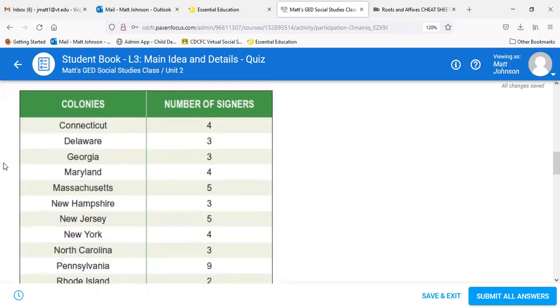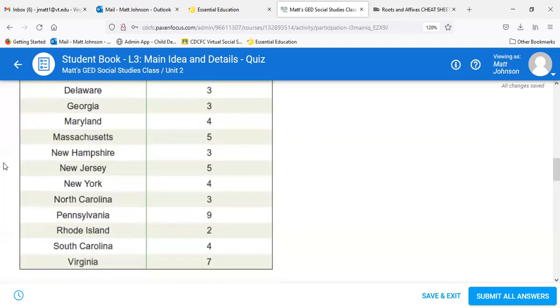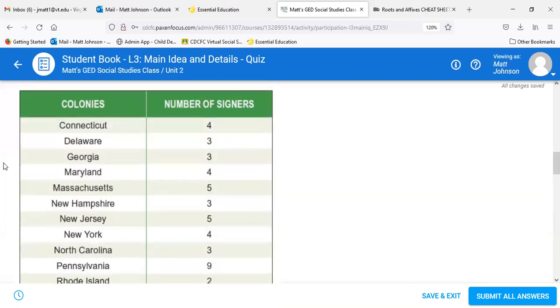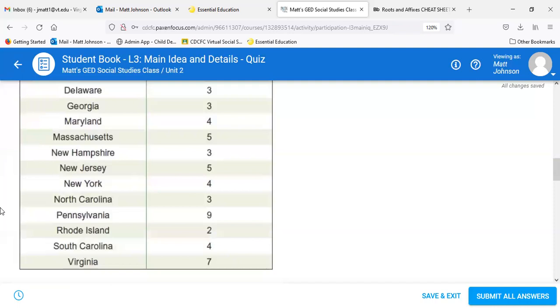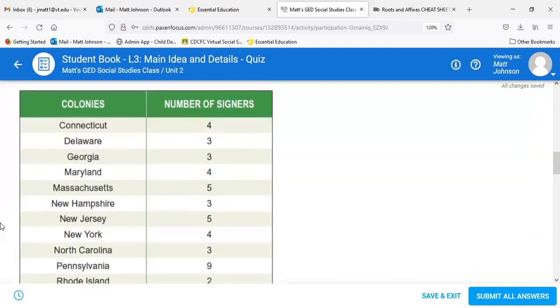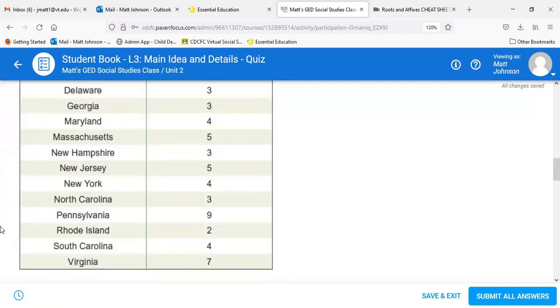Let's see here. And they do not have it sort of separated. Your middle, let's see, your northern colonies: Connecticut, Massachusetts, New Hampshire, New Jersey, New York. And then southern, of course, would be Georgia, South Carolina. Your middles would be Maryland and maybe Pennsylvania there.